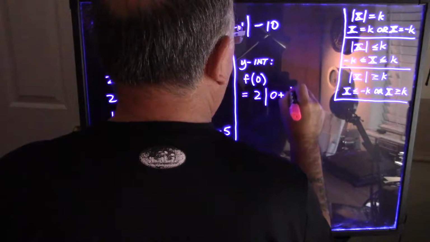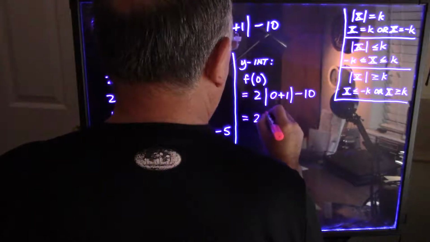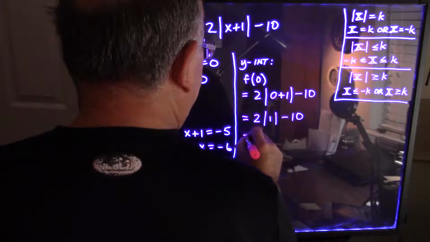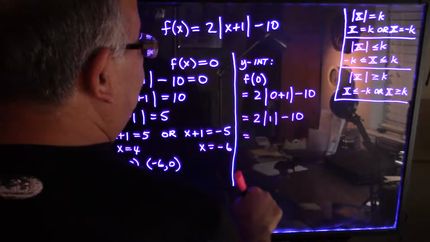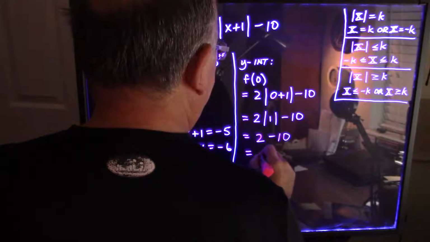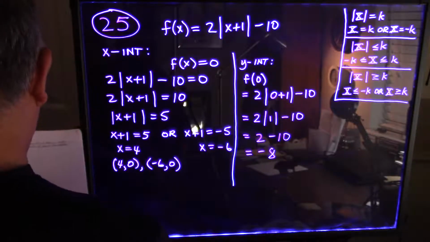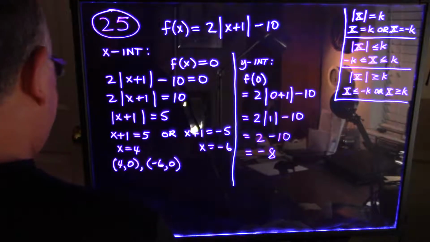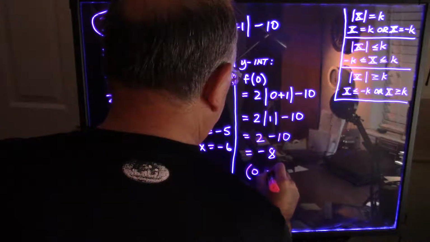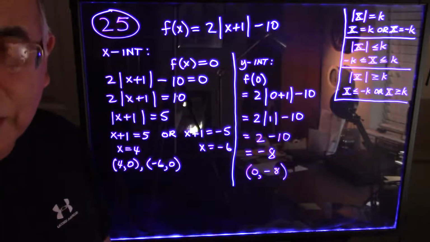0 plus 1 minus 10. And that's 2. Absolute value of 1 minus 10. And that's 2 times just positive 1, which is 2, minus 10, which is negative 8. Alright, so f of 0 equals negative 8. So that's where, in other words, x equals 0, y equals negative 8. So there's your y-intercept.